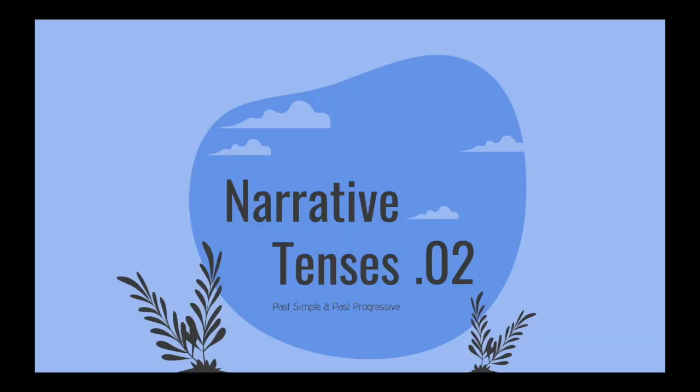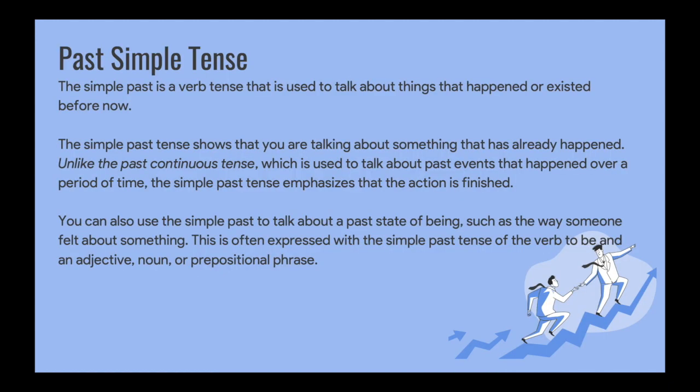Okay, and then that's about the first chapter. Now we move on to the second one. It's about other tenses. So we have two here. The first one is past simple and the second one is past progressive.